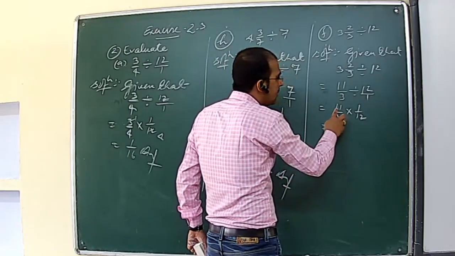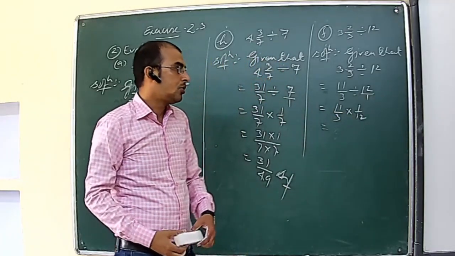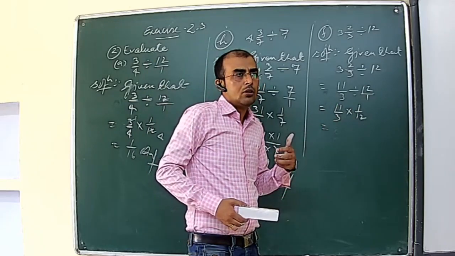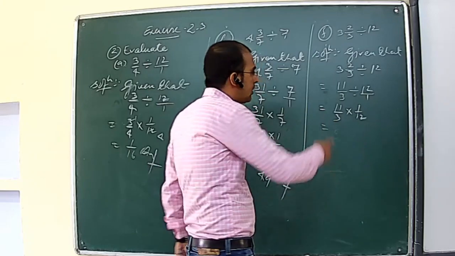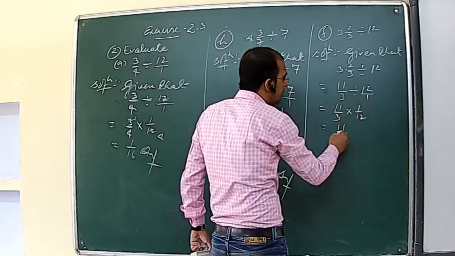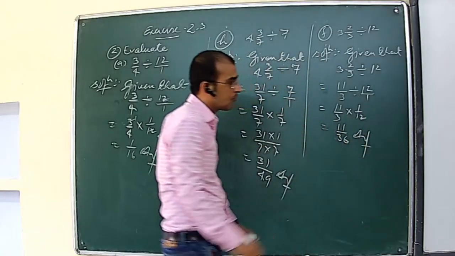Now we multiply 11. Again you will see this is the multiplication of two fractions. So multiplication of two fractions, what? The product of the numerator divided by the product of denominator. Then the product of numerator will equal to what? 11 into 1 is 11, and 12 into 3 is 36. Then this is your answer.